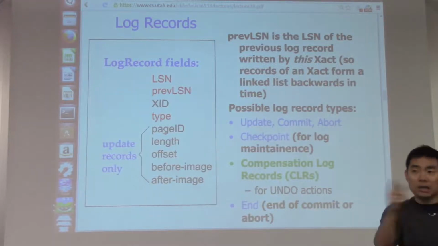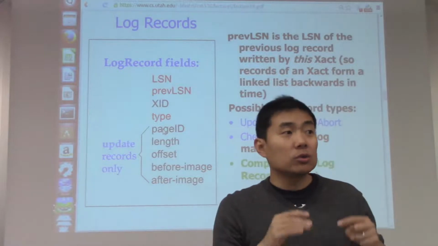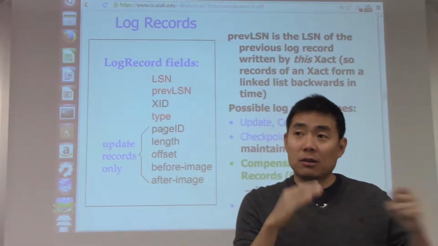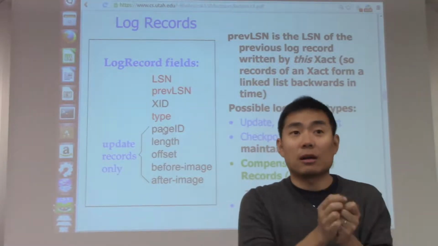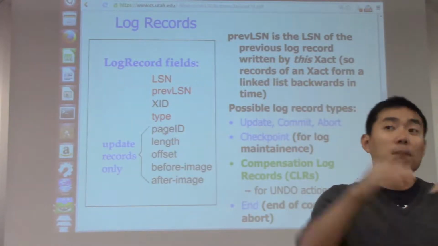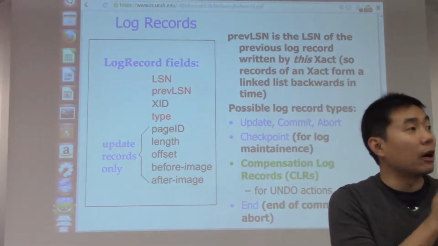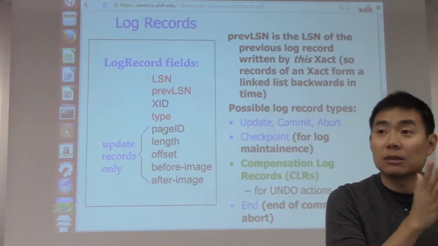So if you crash again, when you try to do recovery one more time, you don't just undo all the update operations. In particular, you don't undo a CLR. You will need to redo a CLR because the previous undo might have failed. So you need to redo a CLR, but you never undo a CLR. Does it make sense to you?